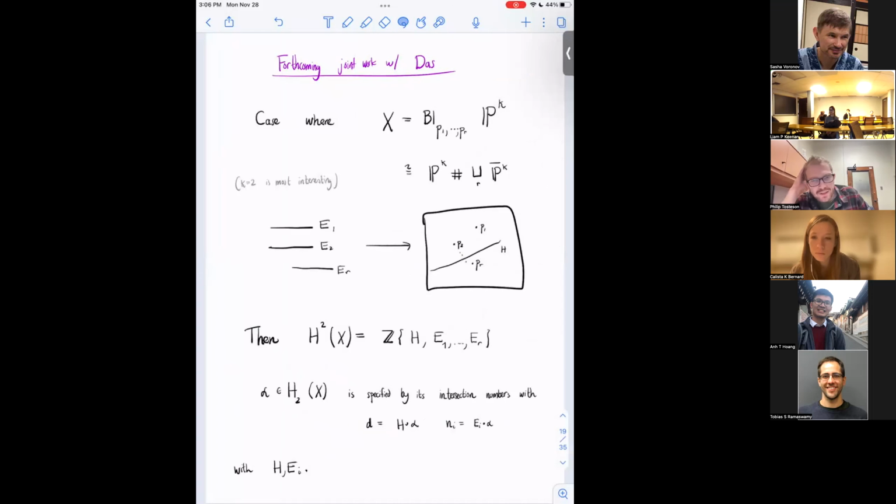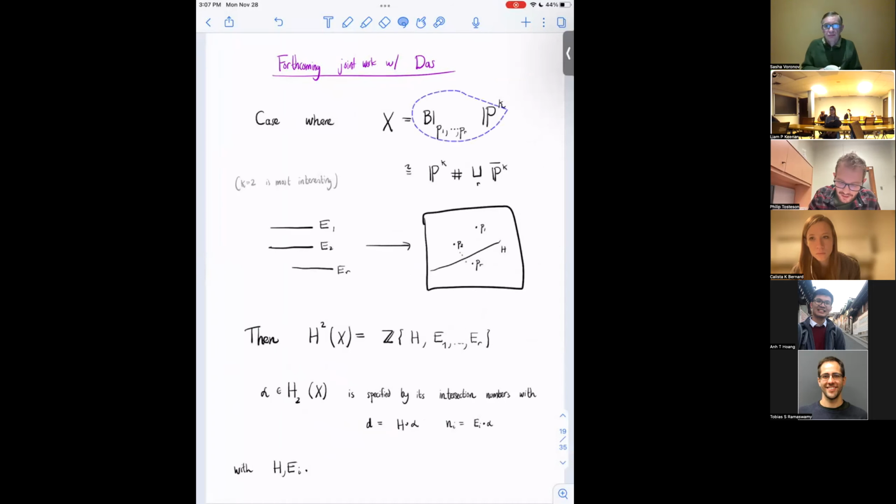Okay. Now I just want to talk about my project with Rano, which is considering the case where X is the blowup of PK at R points. And really the case where K equals two is the most interesting because it's this Del Pezzo surface case. So this blowup is where I take the projective plane with R points, and I replace each of those points by a copy of P1, an exceptional divisor.